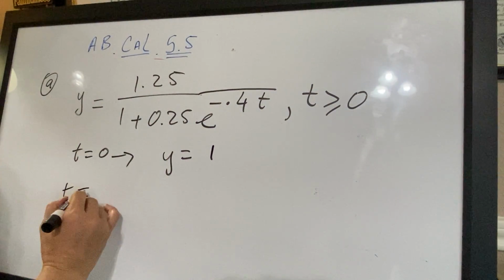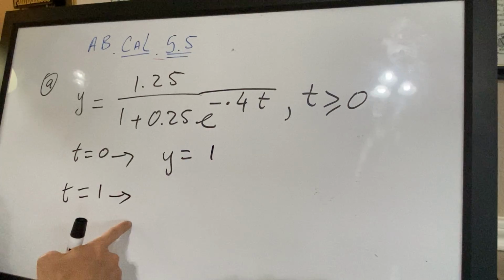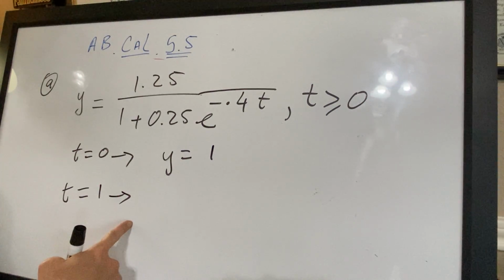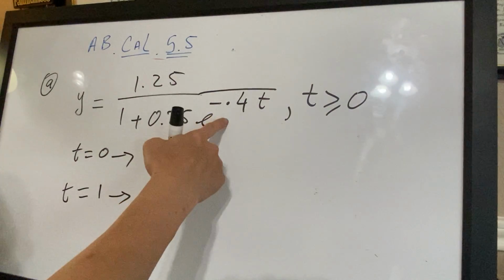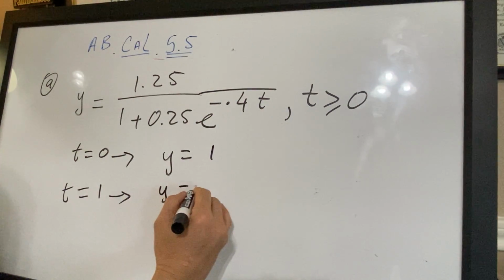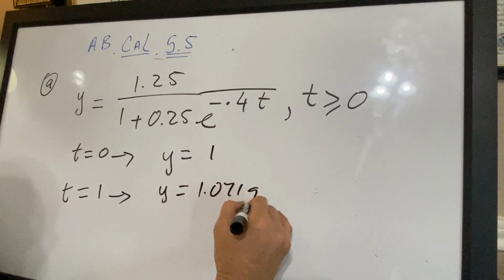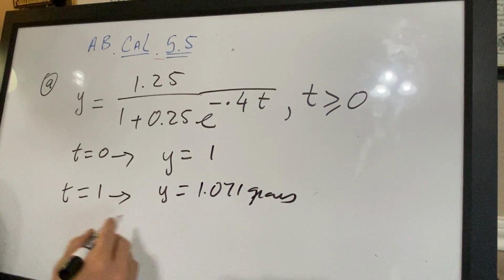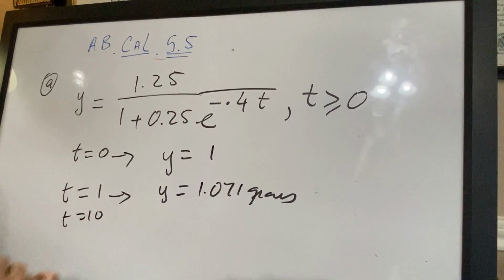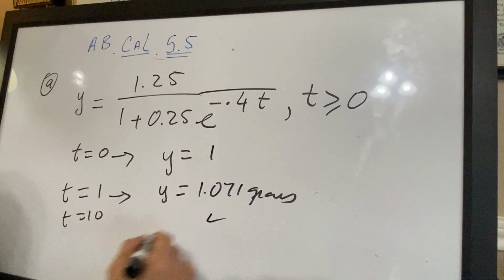If t is 1, which is year 1, what do we have? The bacteria grow, right? Plug in t equals 1 right there, what do you get? Okay, you get 1.071 grams. Now, what if t is 10? Plug in, you will get some result too.